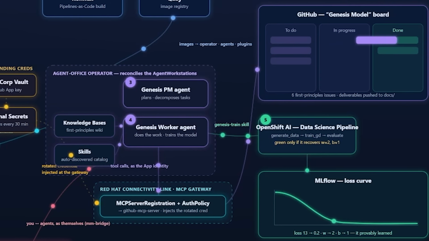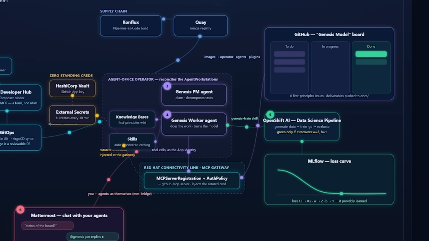And those workers, or those agents, are actually going to be able to reach out through an MCP server to manipulate a Kanban board, create a Kanban board, and plan out the different tasks that are required to create a model from scratch. And we're going to see all of that get populated here in just a minute through a simple web form that we fill out.